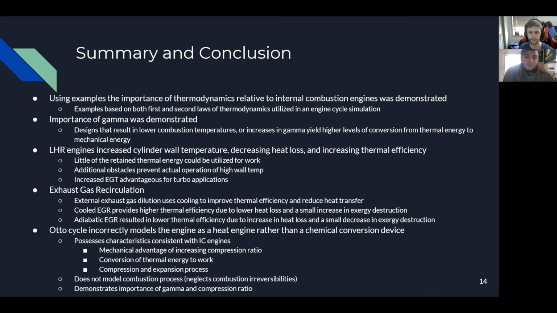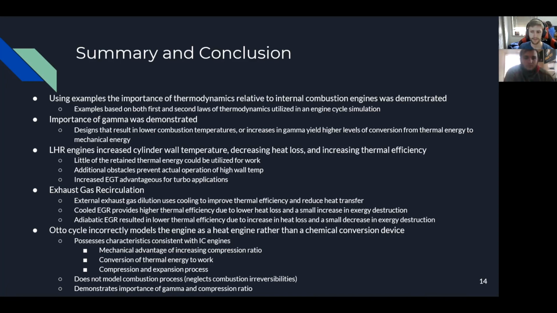We saw with exhaust gas dilution that it just uses recirculated gases from the engine to cool the engine and improve the overall thermal efficiency and reduce heat transfer throughout the engine. A cooled EGR provides lower heat transfer and higher thermal efficiency, while the adiabatic EGR showed a higher heat transfer and lower overall thermal efficiency.